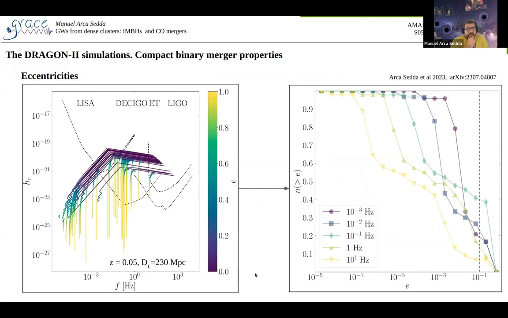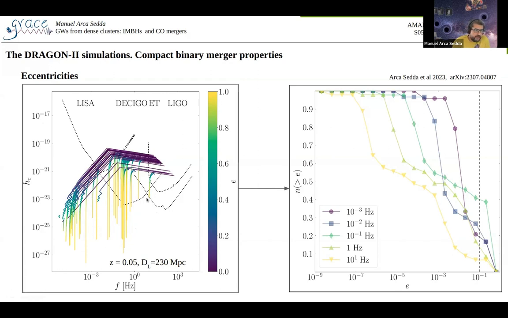And interestingly, for many of the mergers, when they decouple from the dynamics of the cluster and their evolution is solely driven by gravitational wave emission, many of them have an eccentricity which is definitely substantial. And this is shown in this plot here, where we show the characteristic strain and frequency of several of our mergers. While they sweep across different frequency bands, we overlaid the sensitivity curves from LISA, the SIGO, Einstein Telescope, and LIGO. And colored, we have the eccentricity. Here we are just showing the dominant harmonic.